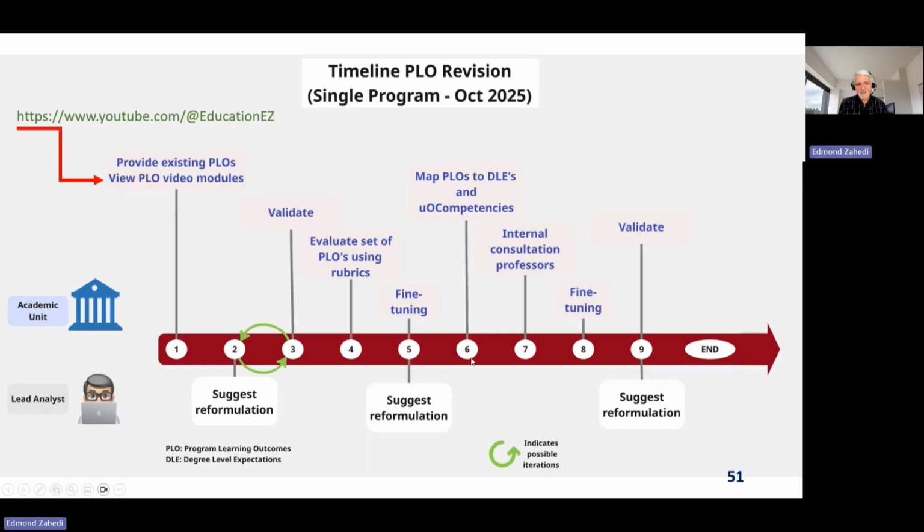Once we are here, your PLOs are extremely robust, and phase 6 in general is something in the order of 15 minutes. We do it very rapidly, 10 or 15 minutes, and it's done. Why? If everything before is done properly, phase 6 will take 10 minutes. Then you launch an internal consultation with the professors. At least we strongly recommend launching an internal consultation.